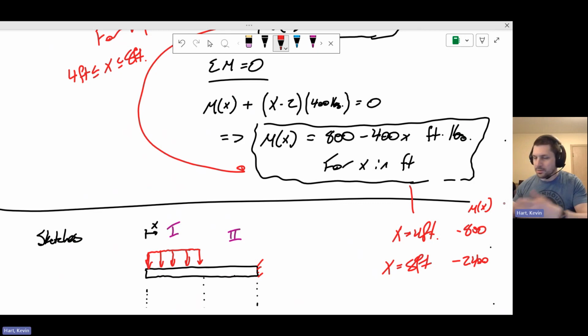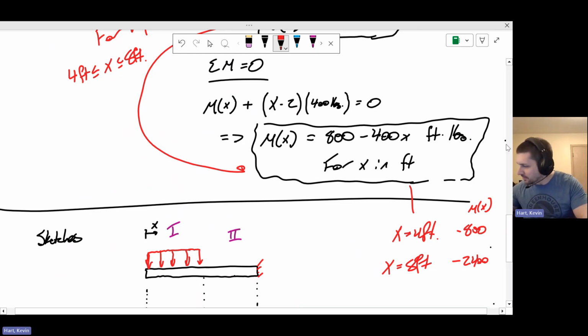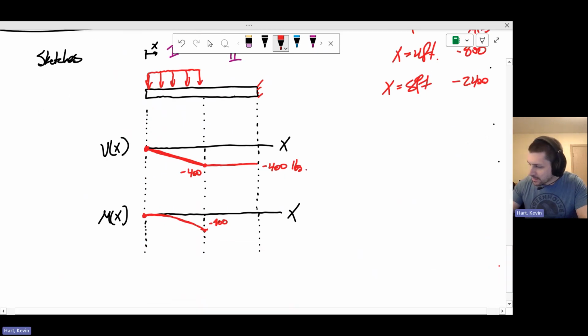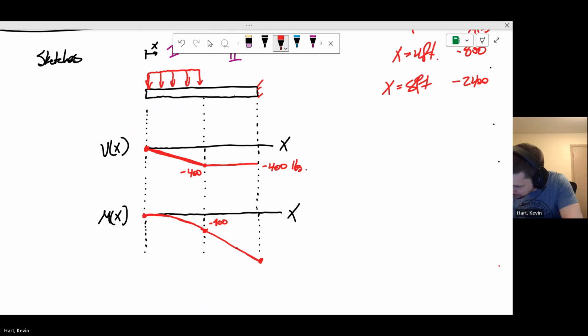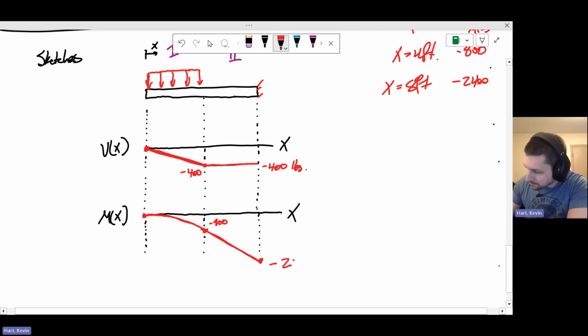Okay. So I can use those 2 points on my graph to sketch this. Coming down here, negative 800, I'm already there at x equals 4 feet. And then at x equals 8 feet, the right-hand side of the beam, I have to be at negative 2400, maybe down at this location here. And we have a linear equation, so make this a linear line. And there we go, down to 2400. And that's it, my shear and bending moment diagrams.